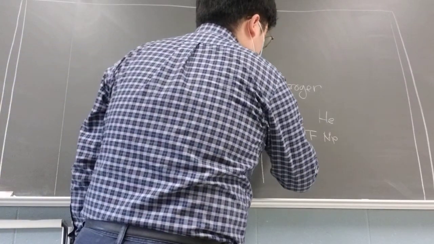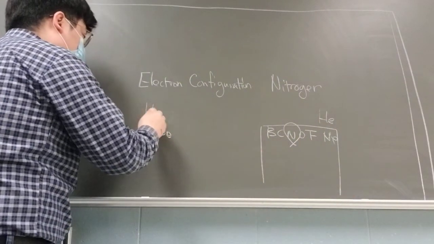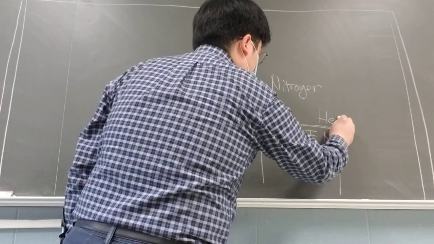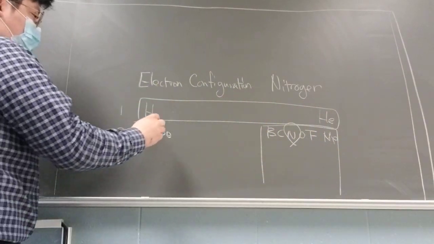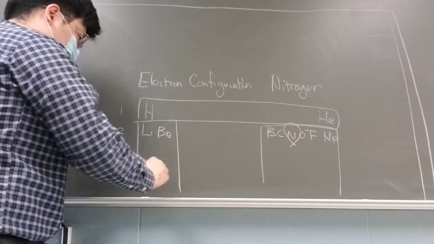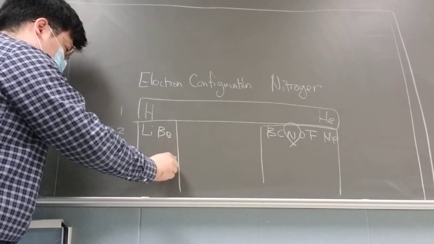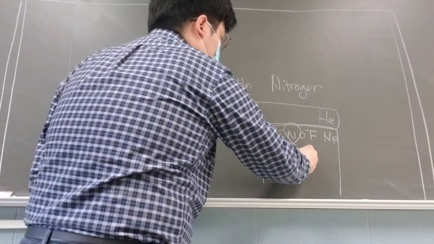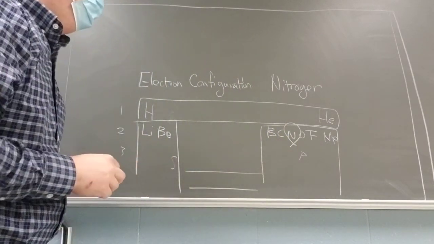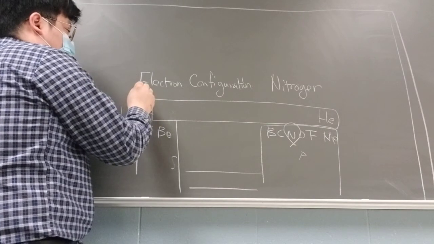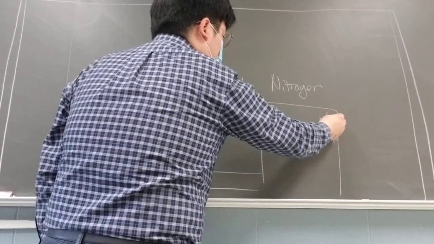Here's the thing. If you look at this, the first period is the s block, this is 1, 2, 3, and so on, and the first two columns are also the s block. This is the p block, and the f block is over there. You just need to read from left to right, top to bottom.